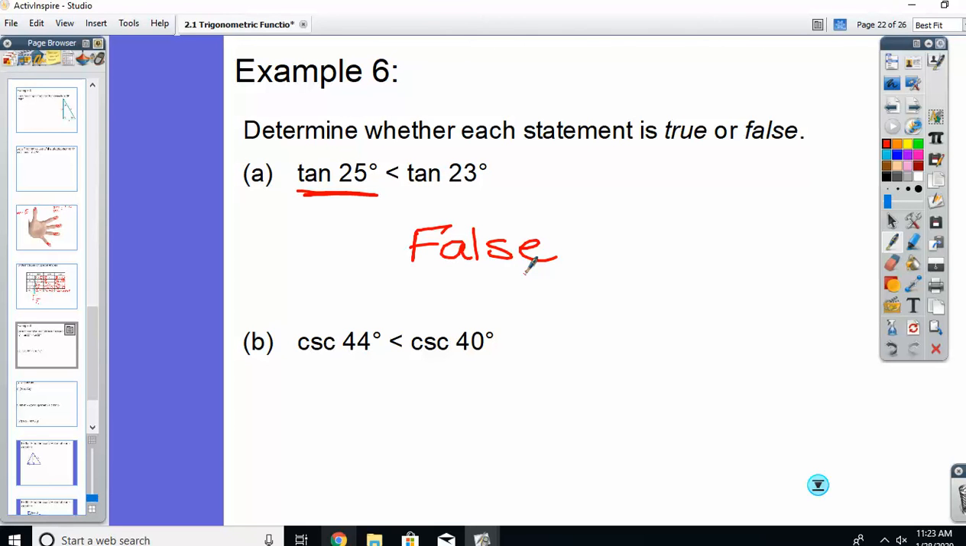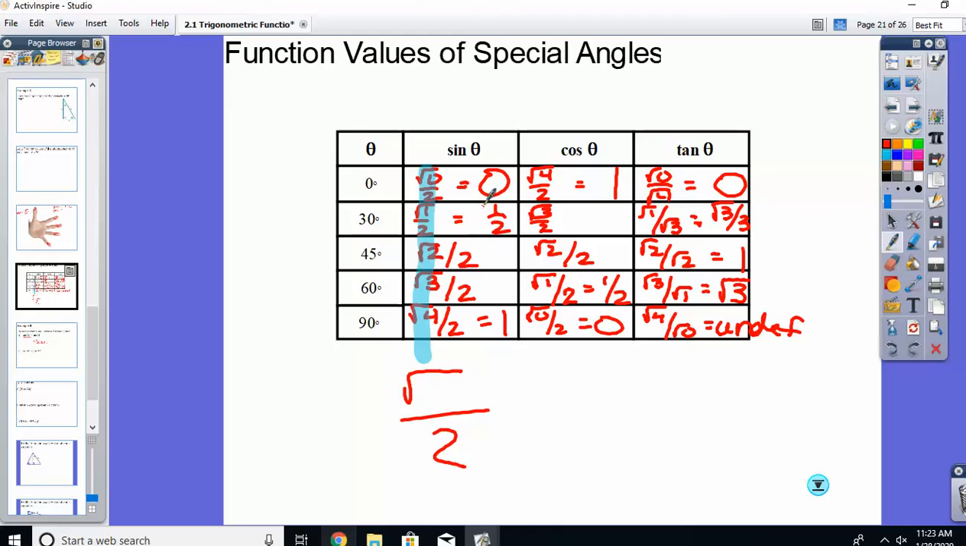We didn't do secant and cosecant, but we could figure them out, couldn't we? So cosecant is the reciprocal of what? Sine. Okay. So if sine is 0, then we know cosecant would be undefined. If sine is 1/2, cosecant would be 2. This would be 2 over radical 2. 2 over radical 3. 1.